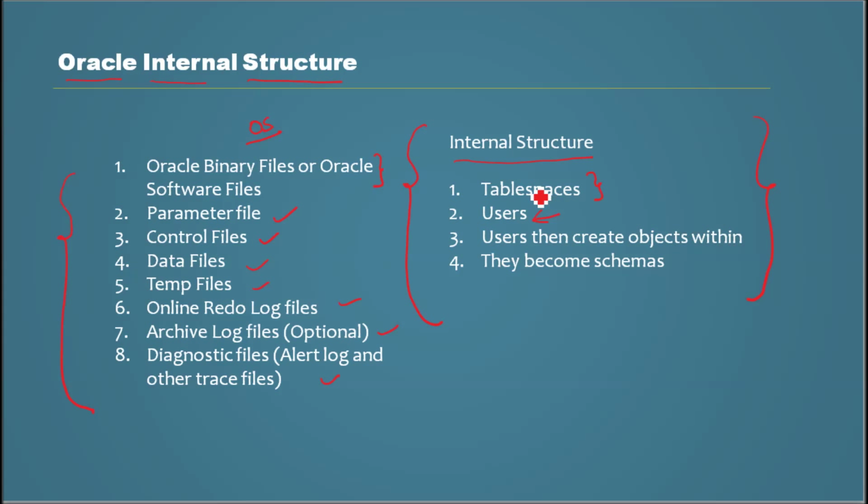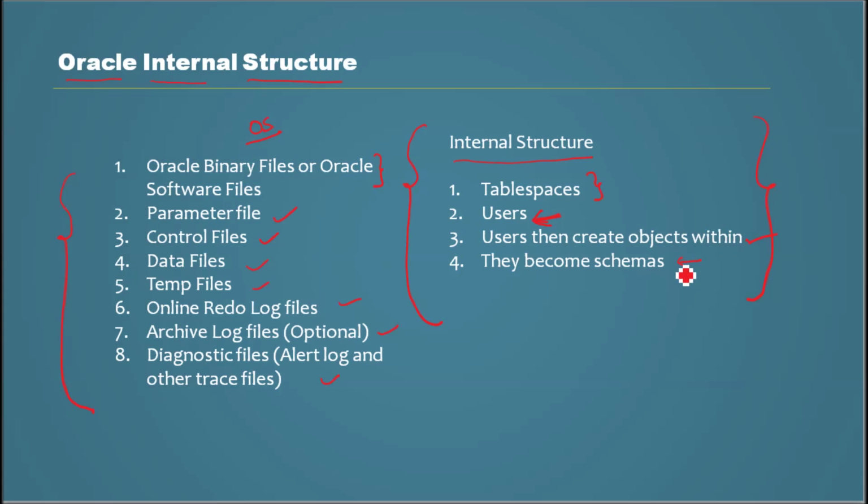Okay, and then you log in as a user. You don't have anything right now, which is, you don't have a table or an index or anything created under your username. So at this point, you are just a user, right? Now, you decide to create an object under you, like you create a table, right? Then you become a schema, right?